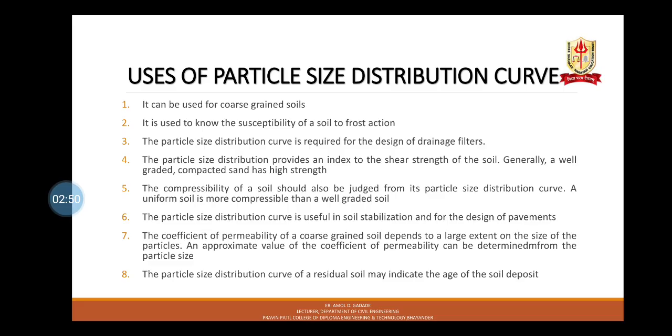Generally, a well graded compacted sand has high strength. The compressibility of soil should also be judged from its particle size distribution curve. A uniform soil is more compressible than a well graded soil. The particle size distribution curve is useful in soil stabilization and for the design of pavements. The coefficient of permeability of a coarse grained soil depends to a large extent on the size of the particles. An approximate value of the coefficient of permeability can be determined from the particle size.